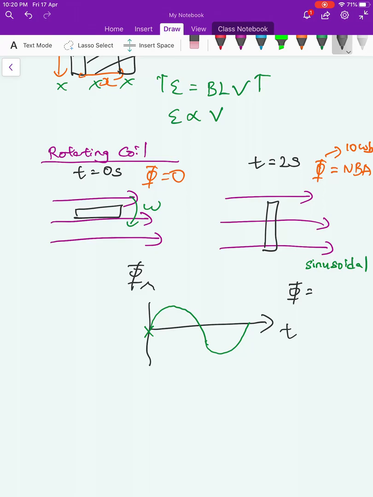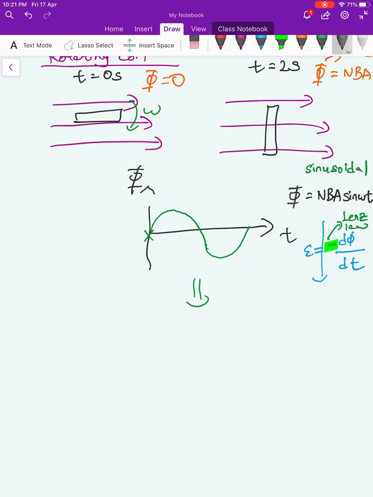If I want to write it as an expression, flux linkage is equal to NBA sin omega t. To go from flux linkage to the graph of EMF against time, I need to differentiate. EMF is equal to negative d phi by dt. The negative sign is Lenz's law. Lenz's law says it opposes the change in flux linkage.